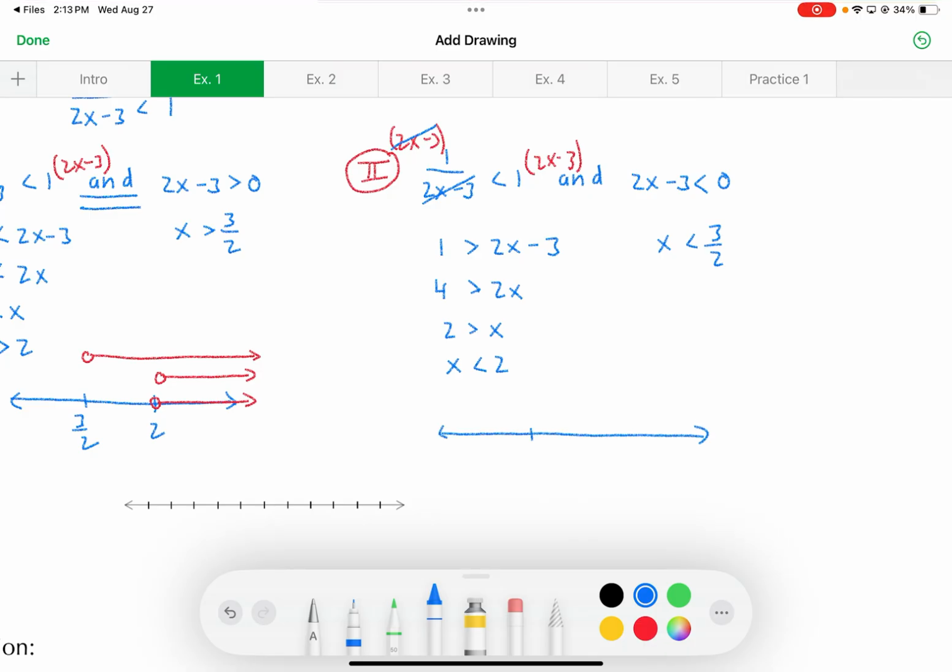So it's going to be the same two critical values. But when we graph these, they're now going in the other direction. X is less than 2, less than 3/2. And it's another and statement, so we're looking for the overlap, what they have in common. That would be any value less than 3/2, right?